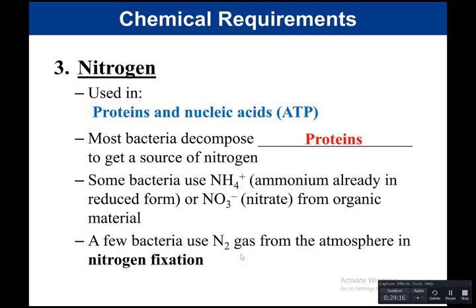When they do this, it is referred to as nitrogen fixation. So an example of this would be photosynthesizing cyanobacteria. They're able to do nitrogen fixation. They're able to utilize nitrogen gas. Again, this is unique to bacteria.